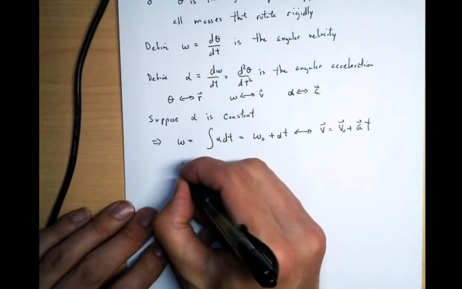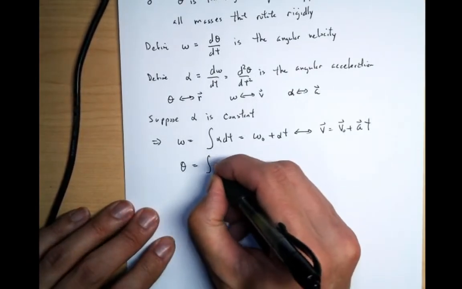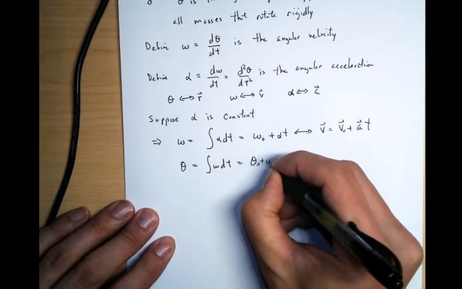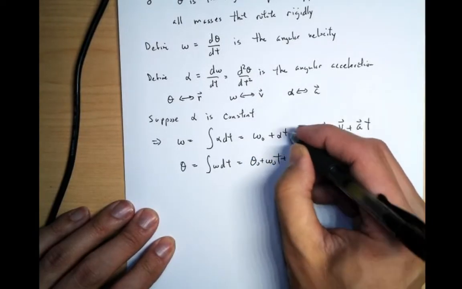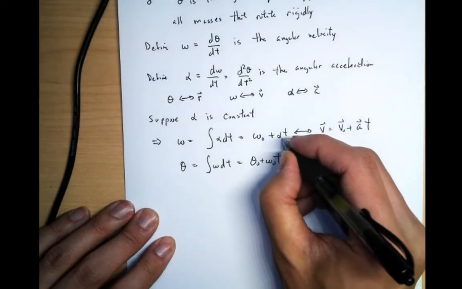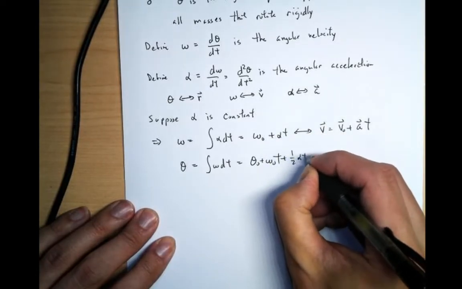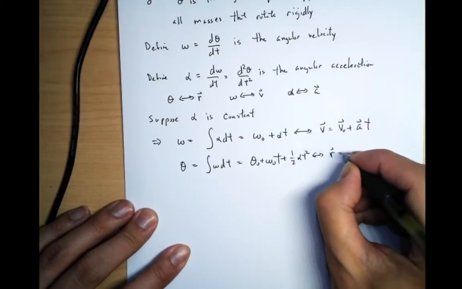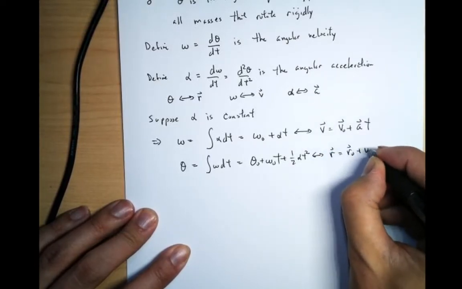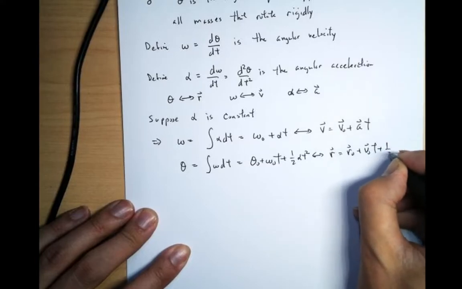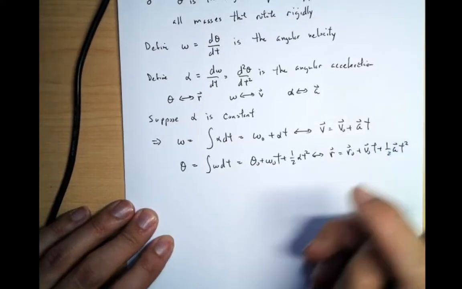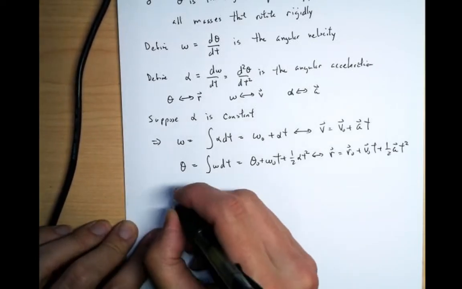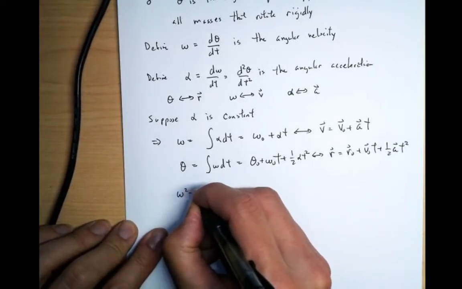Now similarly, theta is going to be equal to the integral of omega dt. That's going to be equal to theta 0 plus omega 0 t plus, now integrating alpha t, 1 half alpha t squared. That is going to be the same as r vector is equal to r0 plus v0 t plus 1 half a t squared.